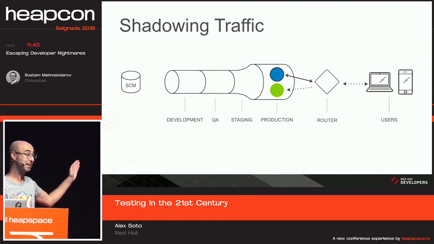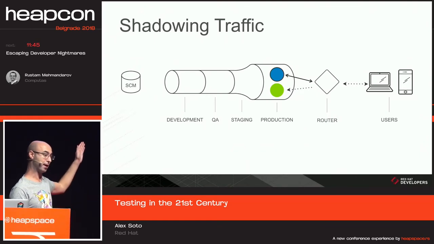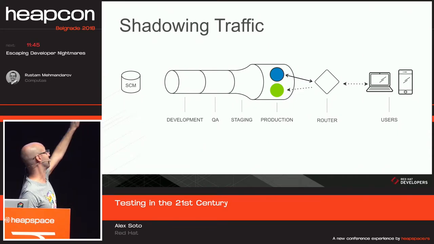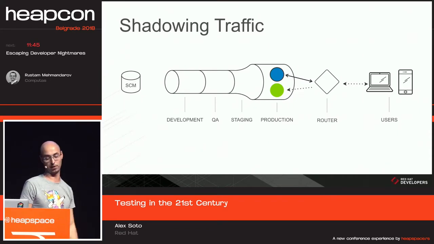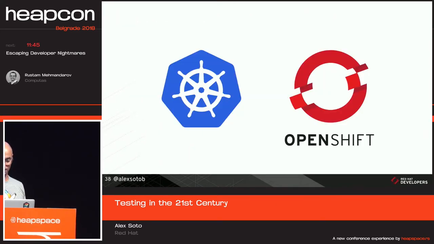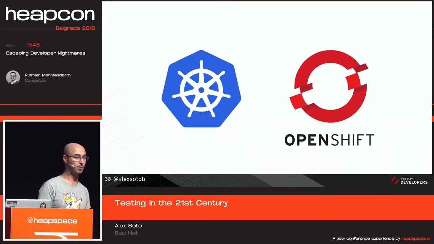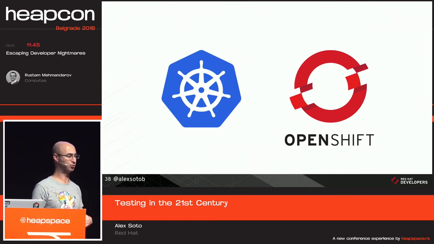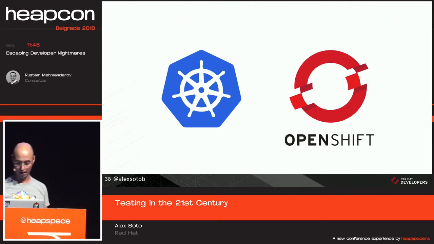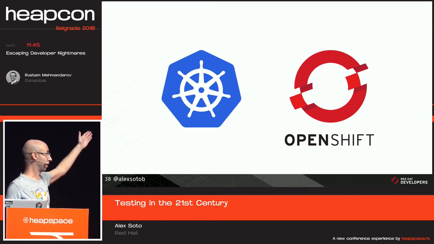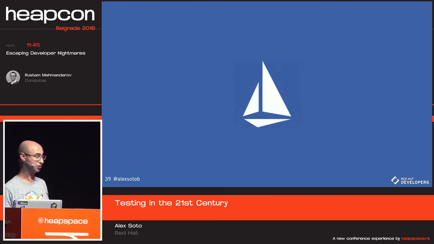So this technique is the one that we are using in Red Hat: dark launch with mirroring traffic plus canary release. And probably, if you are into microservices, you're using Kubernetes and OpenShift to deploy your microservices. And to implement all these techniques in Kubernetes and OpenShift, there is Istio.